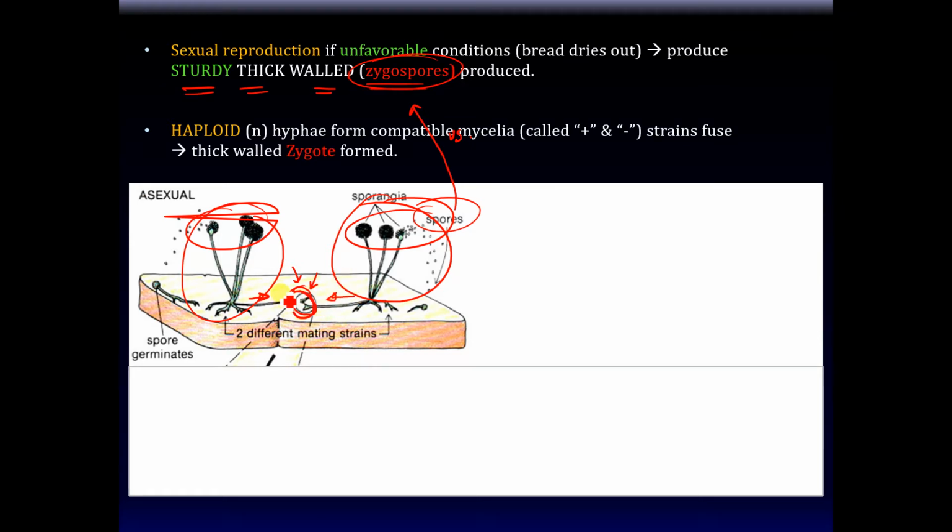One is called a positive, one is called a negative. In other words, no two molds can just come together and make zygospores. They have to be compatible strains. They fuse together and then they form a zygote.